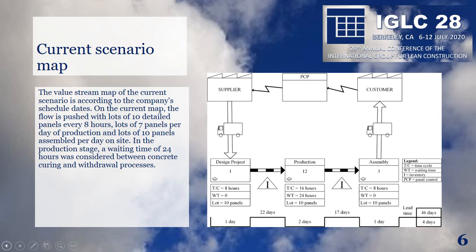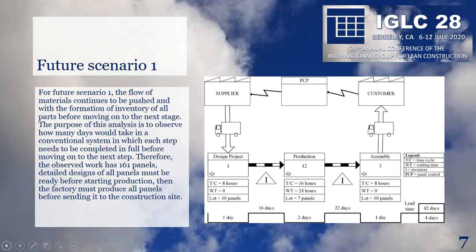Current scenario map. The value stream map of the current scenario is according to the company's scheduled dates. On the current map, the flow is pushed, with lots of 10 detailed panels every 8 hours, lots of 7 panels per day of production, and lots of 10 panels assembled per day on site. In the production stage, a waiting time of 24 hours was considered between concrete curing and the withdrawal process.